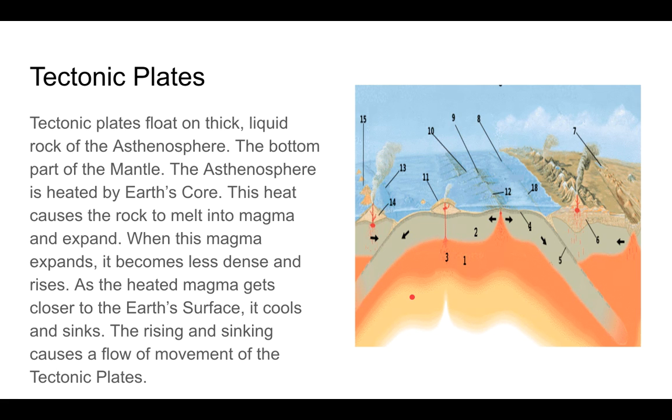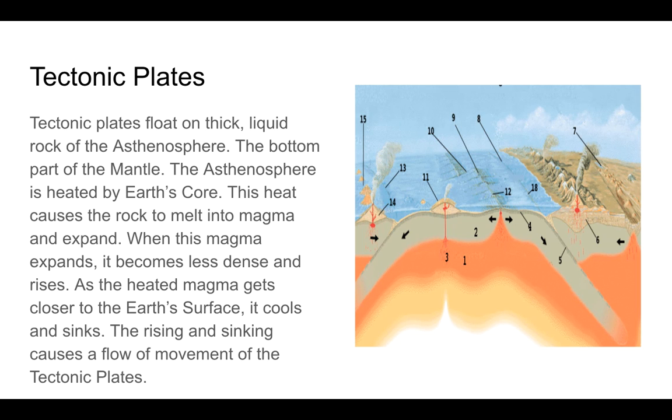Okay, so as the heated magma gets closer to the surface, it starts cooling down. And the reason why it's cooling down is because it's getting further from the core. And remember, the core is very, very, very hot. So the further it gets away from the core, the cooler it's going to get. And when something cools down, it starts to sink.